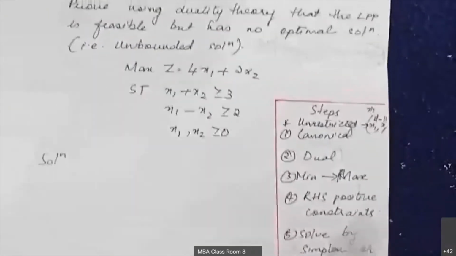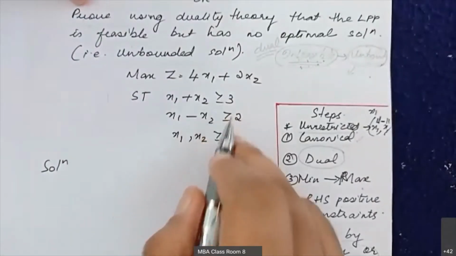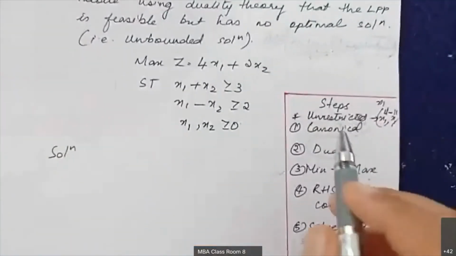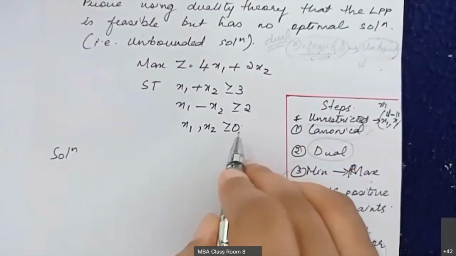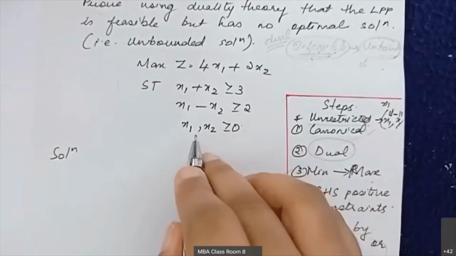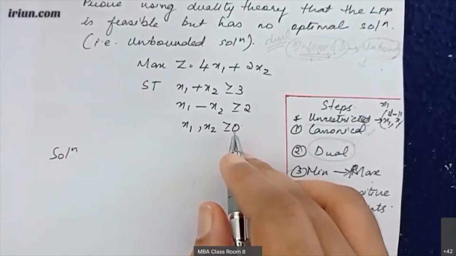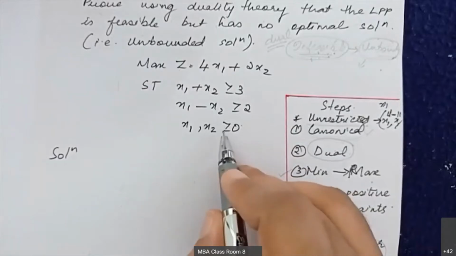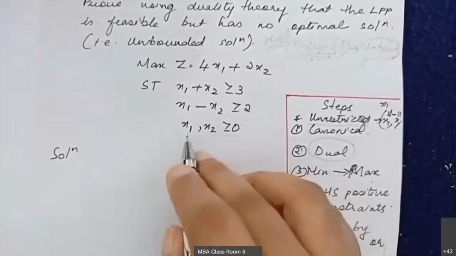In our current LPP, this is the LPP that is given to us. Over here, we have two constraints of greater than or equal to type. They have asked us to solve this LPP by solving the dual. So how will we start? Here we don't have any unrestricted variables. Everything is given as x1 and x2 greater than 0. Unrestricted means x1 and x2 can take any values, positive or negative. That is why it is called unrestricted: no restrictions on the sign. In a question, sometimes they'll give x2 is unrestricted or x1 is unrestricted. What is the meaning? x1 can take any values, positive or negative.